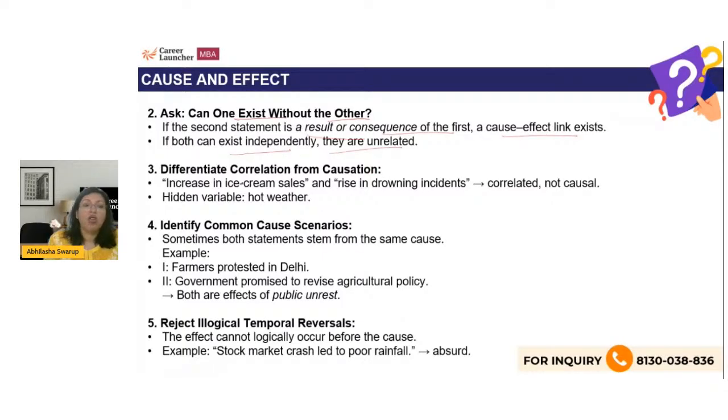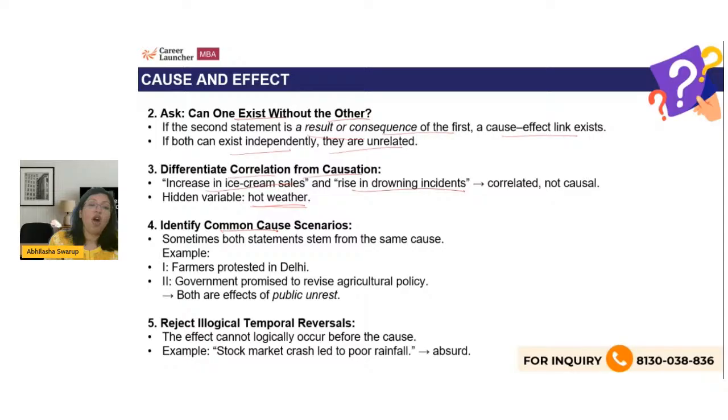Now, differentiate correlation from causation. An increase in ice cream sales and a rise in drowning incidents are correlated. They're happening at the same time, but there's no causal relationship. The hidden variable could be hot weather, and therefore people are eating ice cream and people are going swimming in the rivers and they might be drowning. So there may be a common cause.